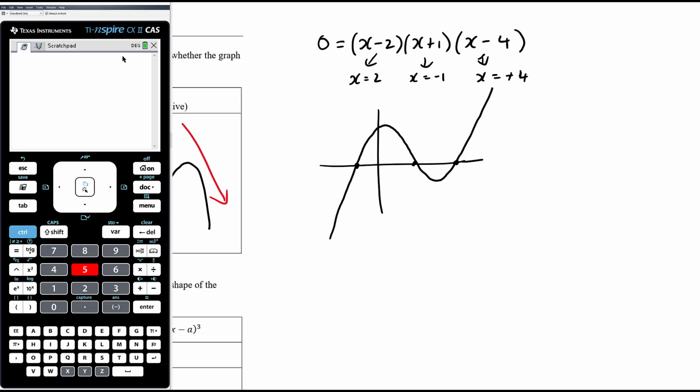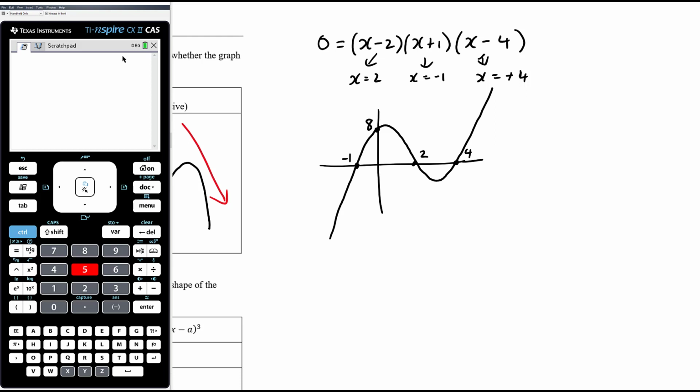So this x-intercept here would be at negative 1, this one is at positive 2, this one's at positive 4. We could let x equal 0, which would leave us with negative 2 times positive 1 times negative 4 to find that the y-intercept is at positive 8. And there would be the cubic graph.